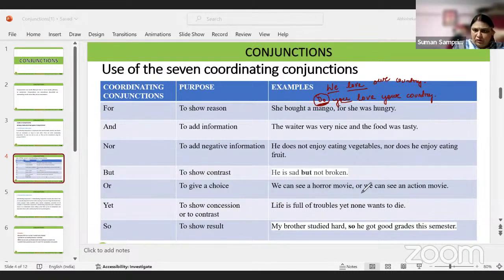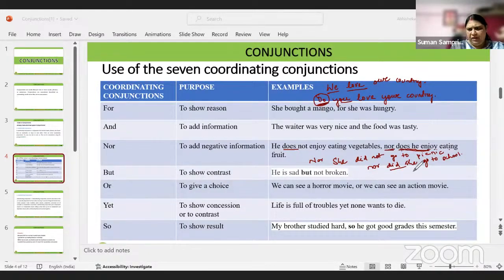And in this sentence also, when we are writing "nor", see here, he does not enjoy eating vegetables, nor does he enjoy eating fruit. It is also an inversion. Nor did, like, she did not go to the picnic, nor did she go to school.